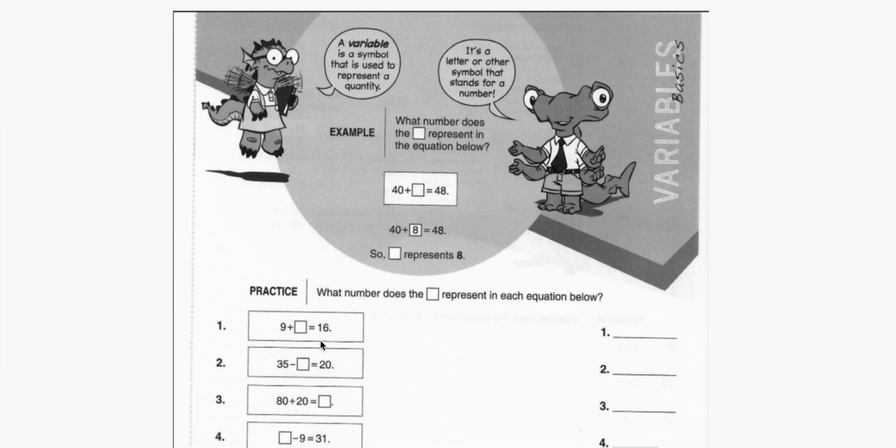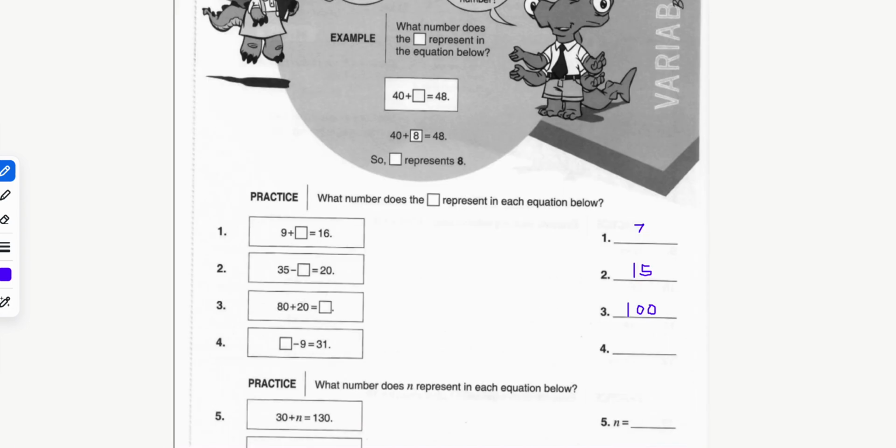So 9 plus square equals 16. 16 minus 9 is 7. Next, 35 minus square equals 20. 35 minus 20 equals 15. 80 plus 20 equals square. 80 plus 20 equals 100. And 31 plus 9 equals 40.